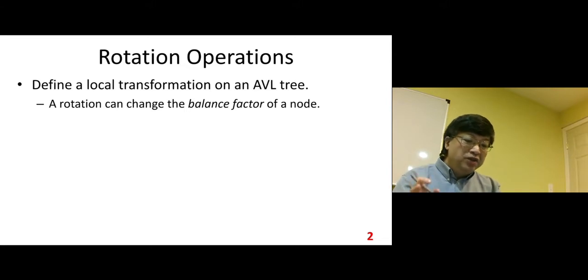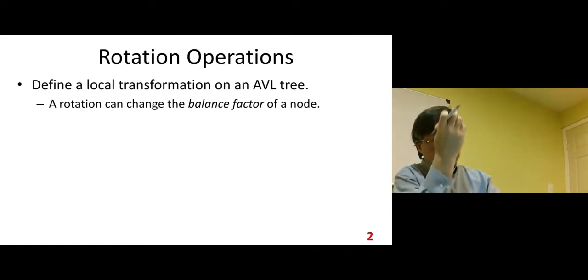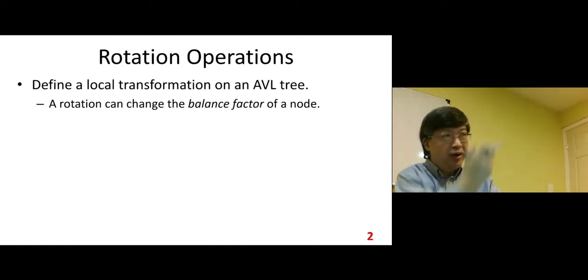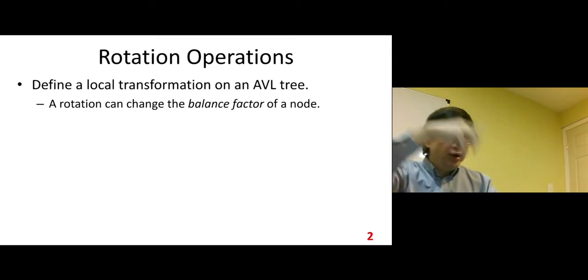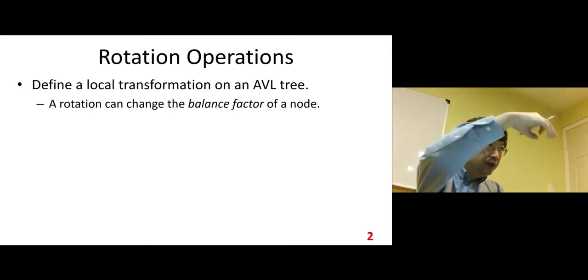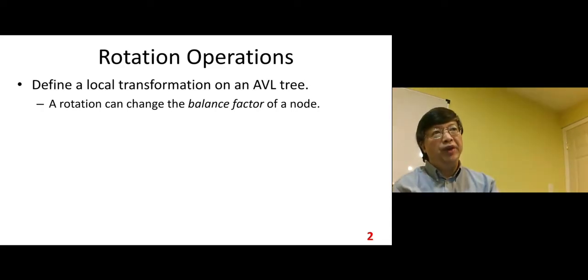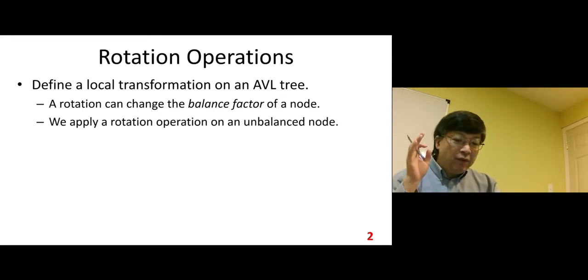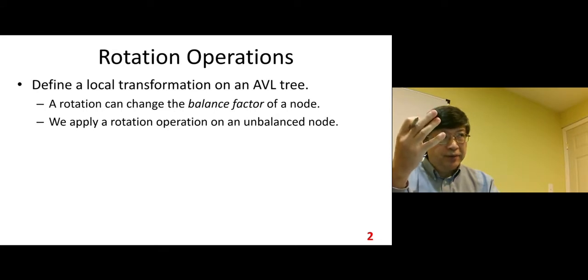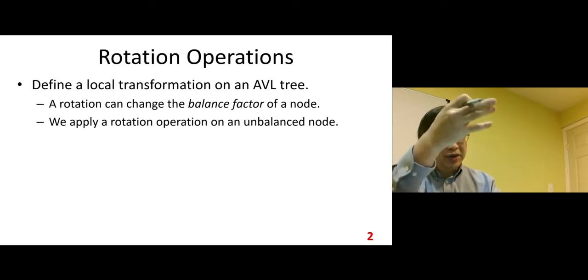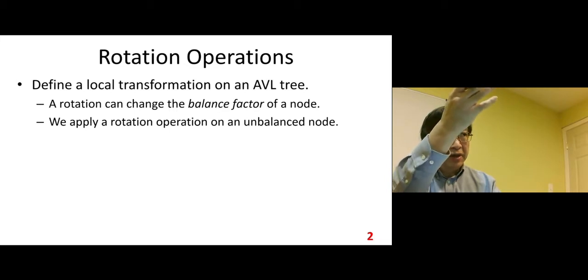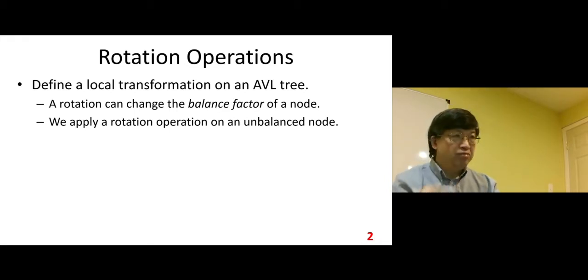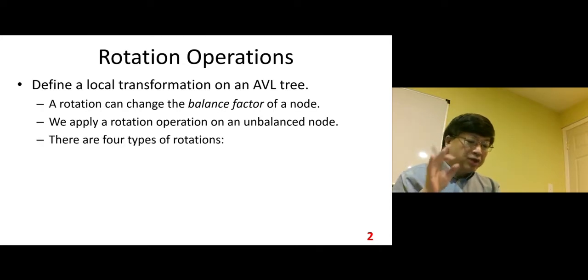A rotation can change the balance factor of a node. To bring it down, if it's 2, make it 1 or 0. If it's -2, bring it up to -1 or 0, within the acceptable range. So we apply a rotation operation on an unbalanced node. Unbalanced means the balance factor is out of the range of those 3 numbers.